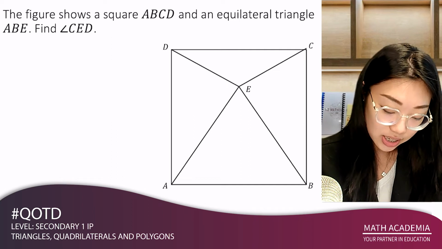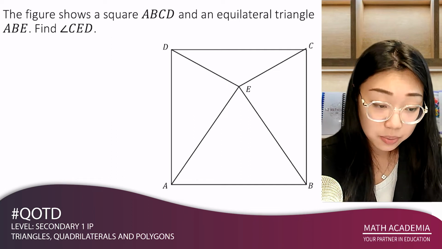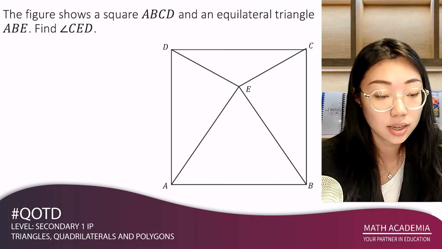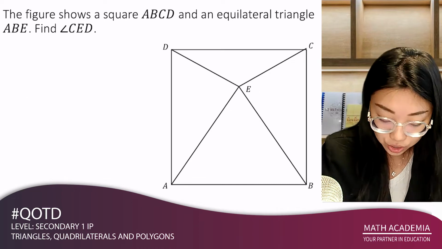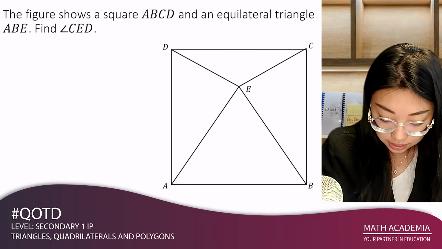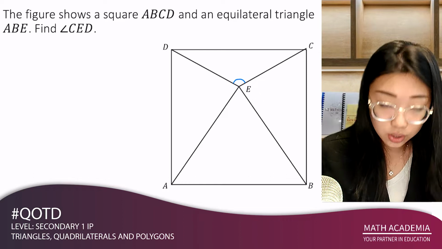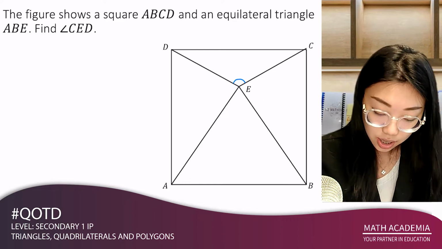So the question states that ABCD is a square and triangle ABE is an equilateral triangle. And the question wants us to find angle CED. Alright, so let me label angle CED. So this is the angle that we need to find.